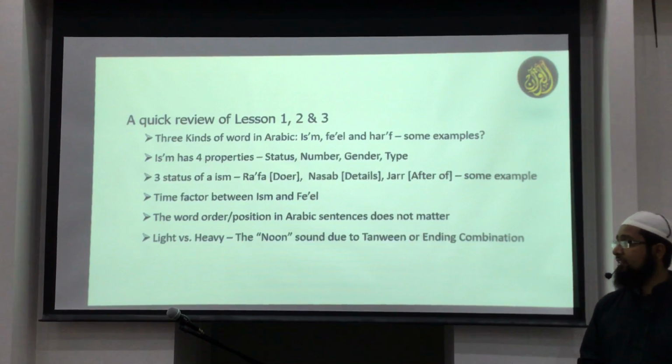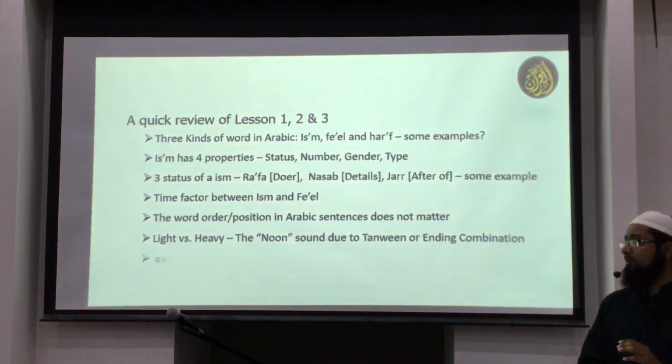Also, we talked about light versus heavy. The words that finish with the noon sound due to tanween or an ending combination like una or ina are called heavy, and the words without it are light. In Arabic, most of the words are heavy. There are 4 cases where we make a word light, and we take the noon sound out of it. Okay, and we'll have some examples later on.